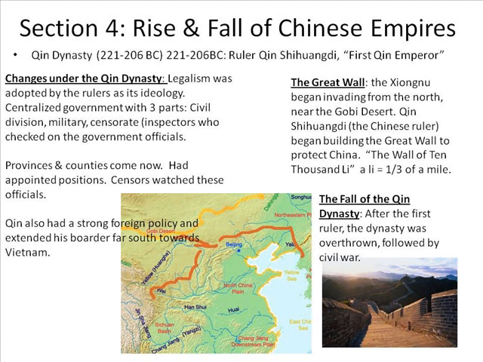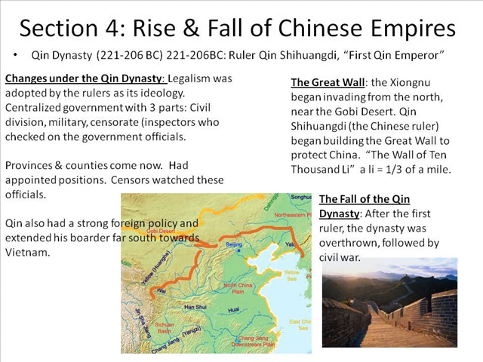Legalism was adopted by the rulers as its ideology, and they had centralized governments with 3 parts: a civil division, military, and censorate, which had inspectors who checked on the government officials. Provinces and counties came at this point. They had adopted positions. Censors watched these officials.